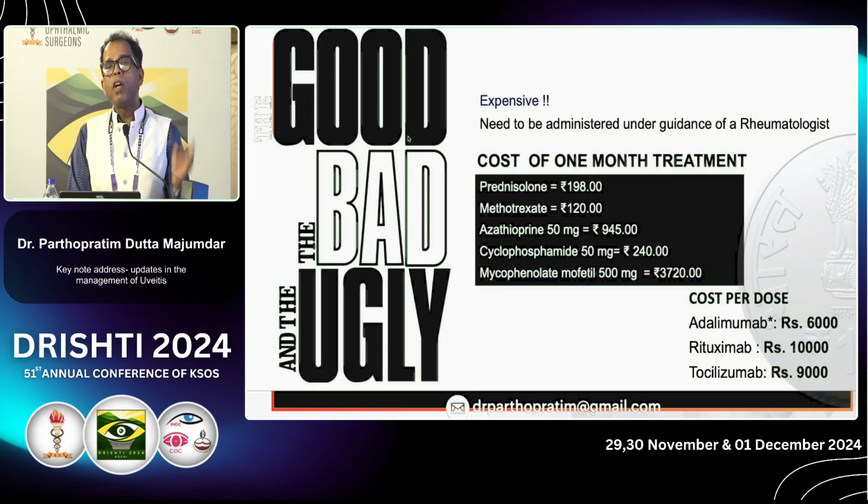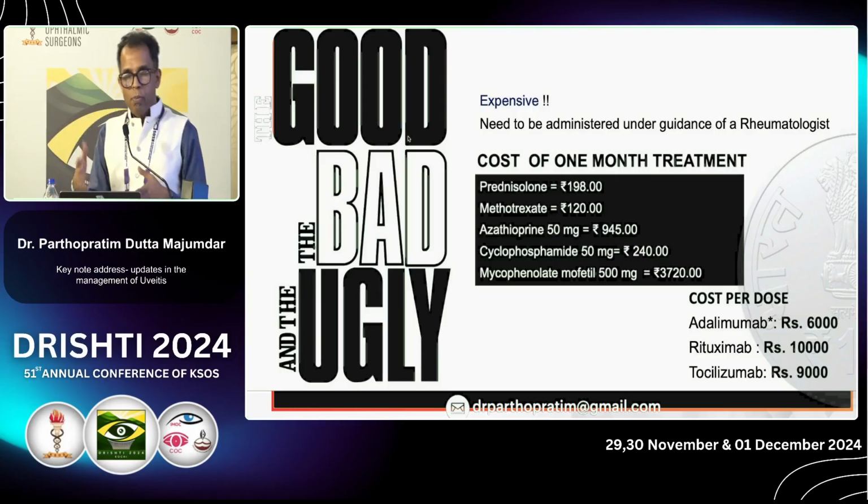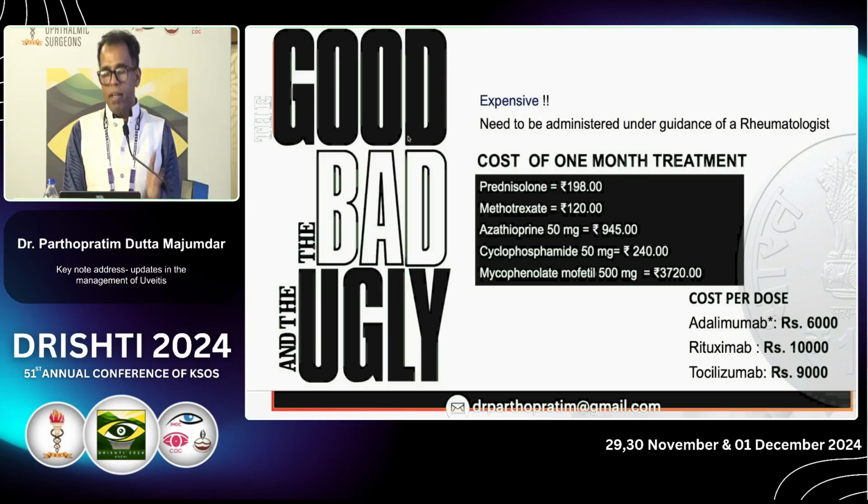The bad for us is that in a country like India, it is very expensive. The cost per dose of adalimumab, the biosimilar, which is administered every 15 days, is 6,000. And this is the cost if you are telling the pharmaceutical company to give it to the patient without going to a pharmacy. In a pharmacy, the cost is much higher. So cost is a very big factor.